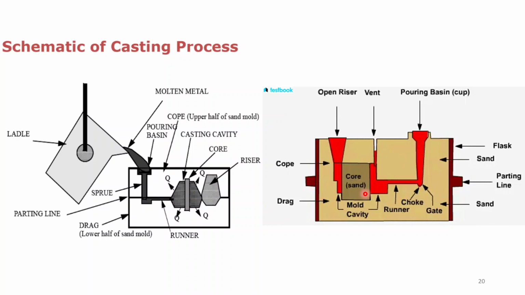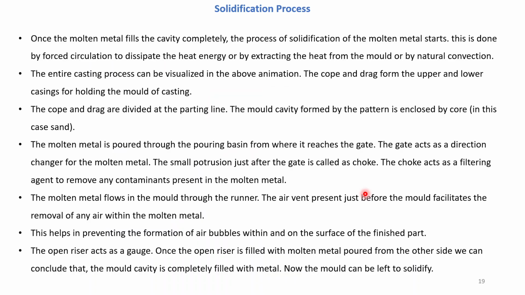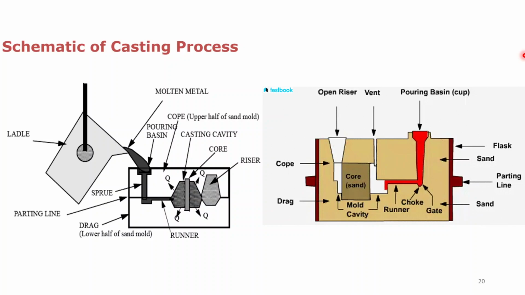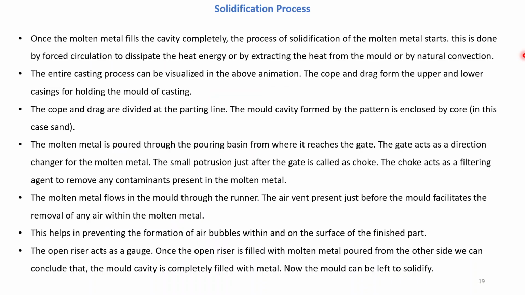Now once the molten metal fills the cavity completely, the process of solidification of the molten metal starts, and it is done by forced circulation to dissipate the heat energy, or by extracting the heat from the mold, or by natural convection. The entire casting process can be visualized in the animation that I have told earlier, and the cope and drag are the upper and lower casings for holding the mold of casting.